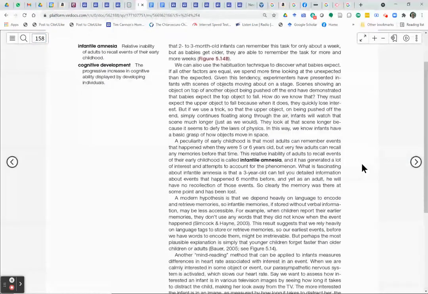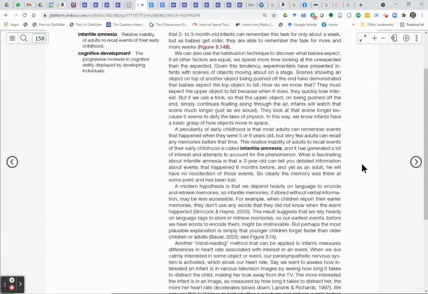Infantile amnesia. I'm always trying to figure out what my first memory was. Of course, it wasn't my first memory. Children who can't even really crawl all that well have memories.